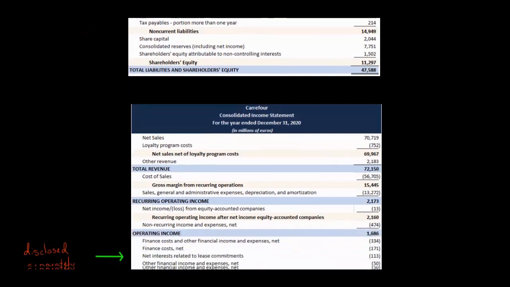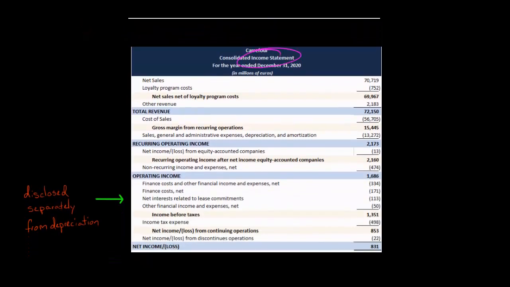Now, if we move to Carrefour's income statement, you see that they've got net interest related to lease commitments. These amounts are in millions, so 113 million euros in terms of interest expense related to those lease liabilities that we just saw in the statement of financial position. Now, this interest expense has to be disclosed separately from depreciation expense. So they have done that here. It's its own line item, but I don't see depreciation expense as its own line item. We see depreciation here in SG&A and things like that.